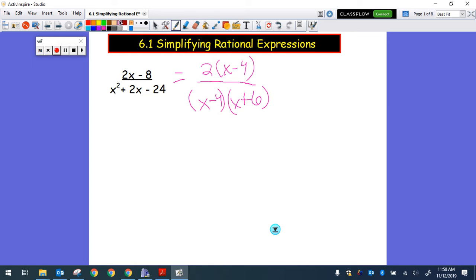So then I want to look and see, is there anything on top and bottom that will cancel? And yes, there's an x minus 4 on top and on bottom. So those will cancel. So this final answer is going to be 2 over x plus 6.